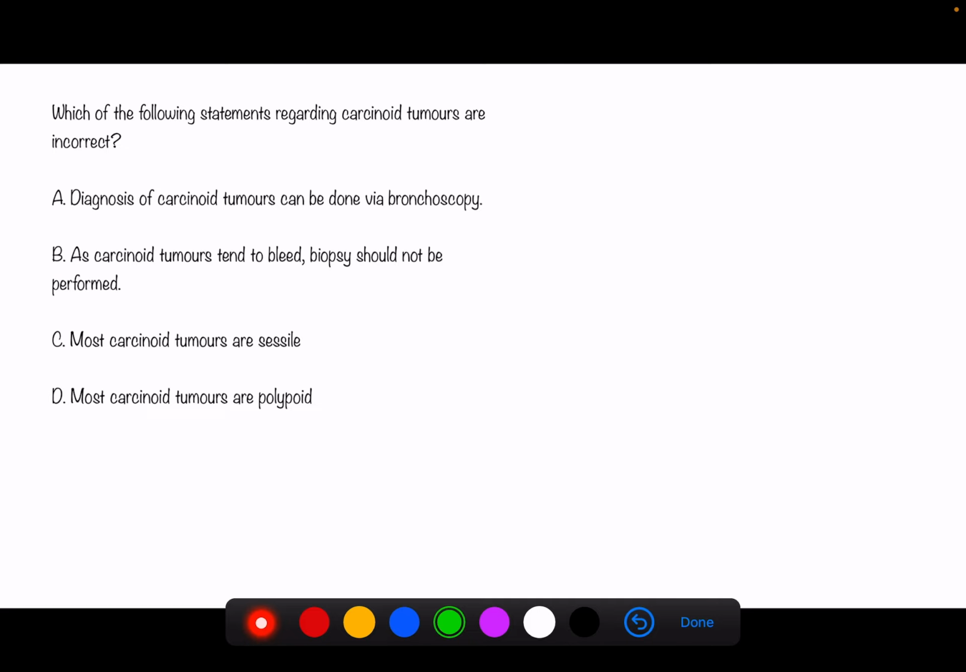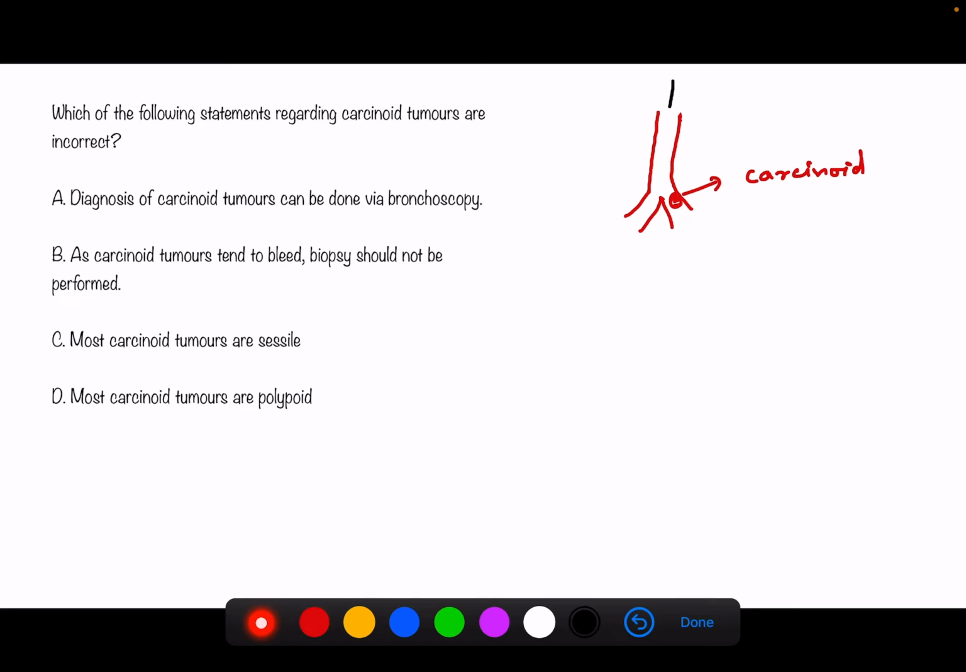Moving on to the next question. It is about carcinoid tumors. Obviously, we have said that these carcinoid tumors can be present in the mainstem bronchi. It's not like they're absent. They can be present.